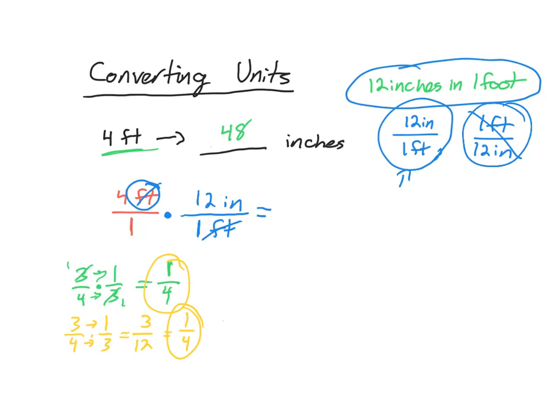And now before we do out the multiplication, it's always a good idea to check your units to make sure you have what you're looking for. Here, feet canceled, so I'm left with inches on the top, and on the bottom, feet canceled, so I have no units on the bottom. So let's multiply across. I get 4 times 12 is 48 inches over 1. 4 feet is 48 inches.